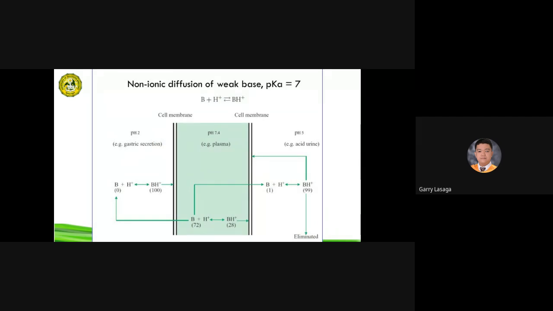For a weak base with a pKa of 7, when we are going to place the weak base in the stomach with a pH of 2, the ionized form of the drug will predominate, so it will not be absorbed in the bloodstream.